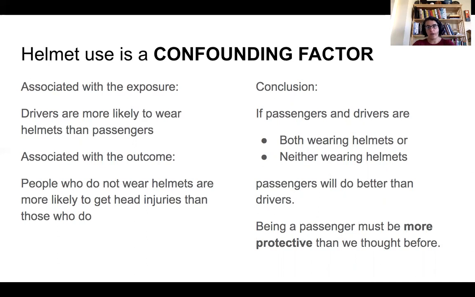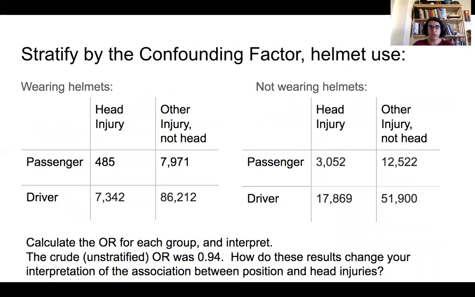Now, we're going to talk about confounding factors in general more, but first, I'd just like to dig into this data and check that that's really what's going on. So we do what's called stratifying by the confounding factor. That is, we take our data and we split all these people up into two groups, the group that was wearing helmets and the group that was not wearing helmets. And in each group, we calculate the odds ratio.